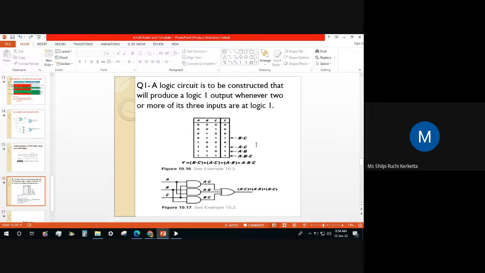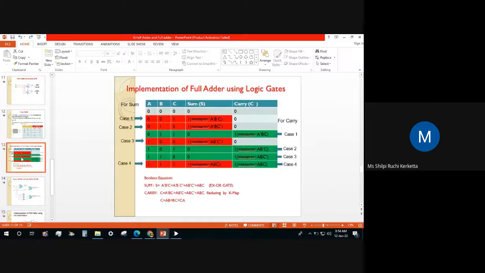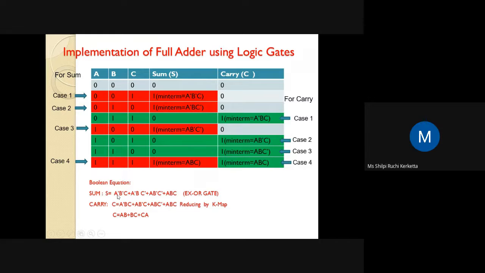So this is how we are making this carry circuit. And for the sum, from the sum of products, we are getting this. So that is an XOR gate. So we will simply make it into an XOR gate. Okay.